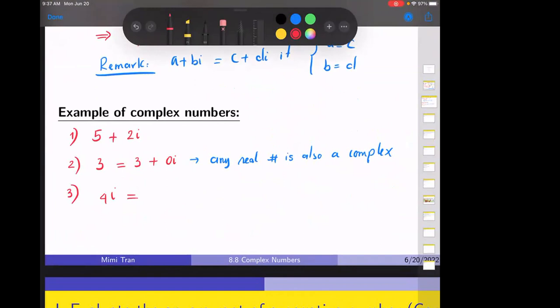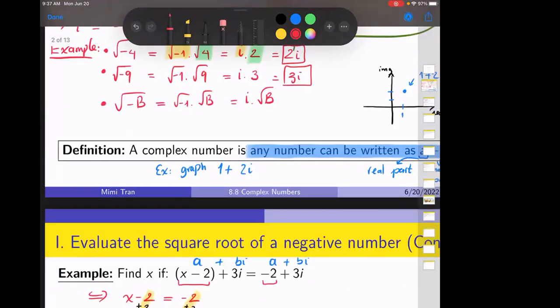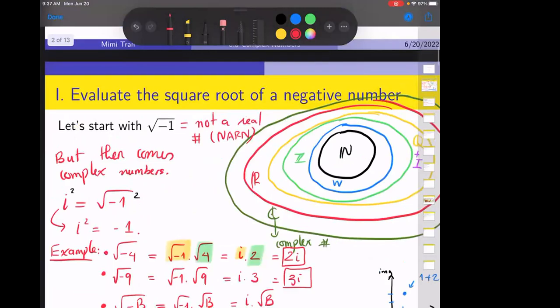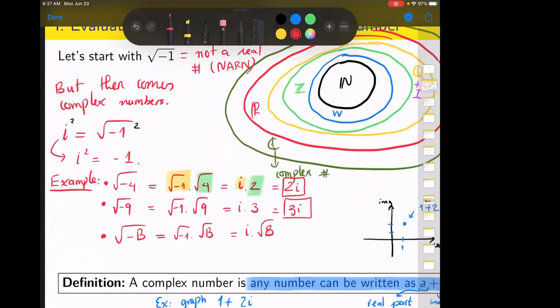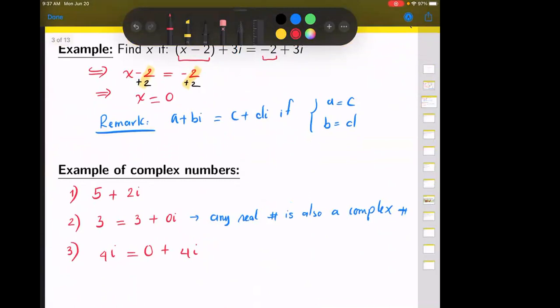In terms of a plus bi, I can rewrite it as 0 plus 4i. There's your a plus bi right there. As long as you can write it in the form a plus bi, it's complex. Because of that picture, any number is a complex number. Even 0: 0 is 0 plus 0i.